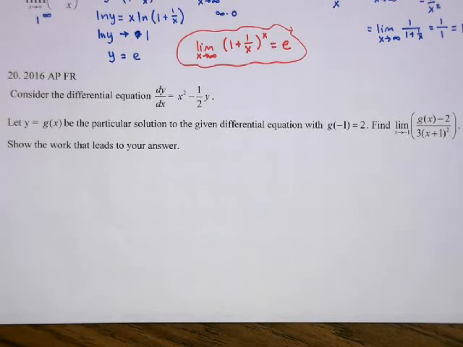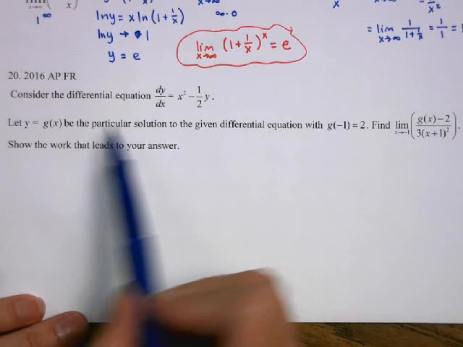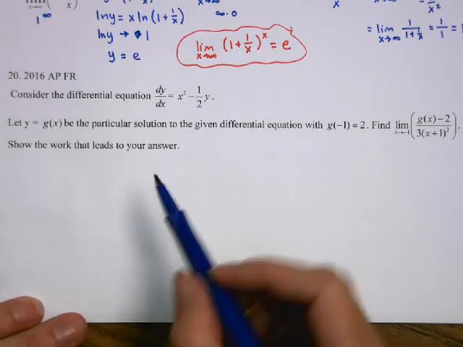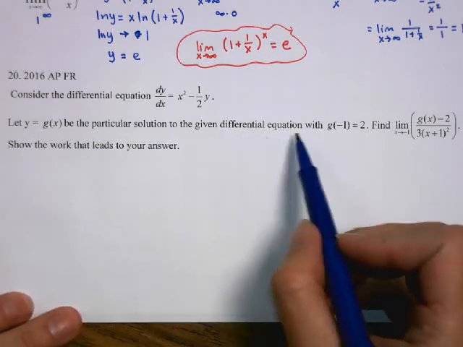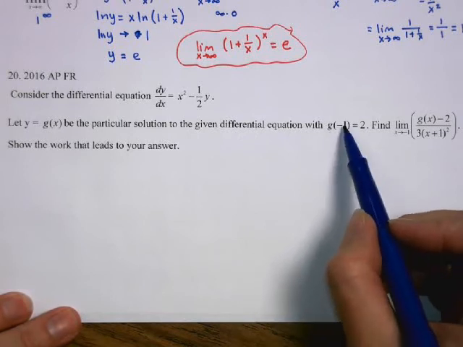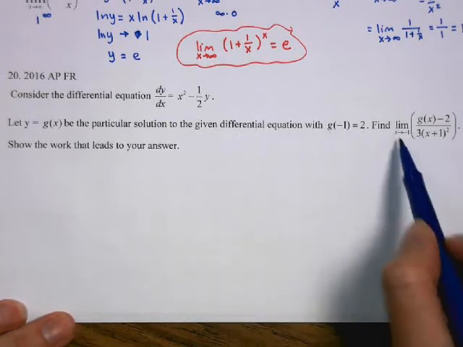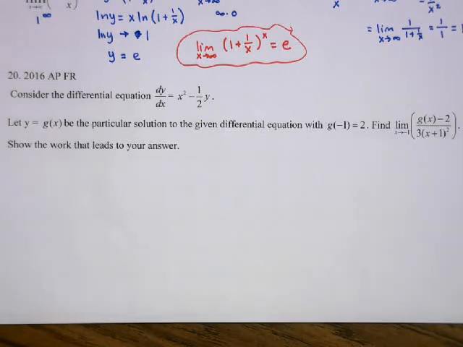Last, we have a part of a free response problem. This is on the 2016 AP test. It says, consider the differential equation dy dx equals x squared minus 1/2 y. Let g of x be the particular solution, we'll learn what that is eventually, to the given differential equation with g of negative 1 equal to 2. We want to find the limit as x goes to negative 1 of g of x minus 2 over 3 times x plus 1 squared.